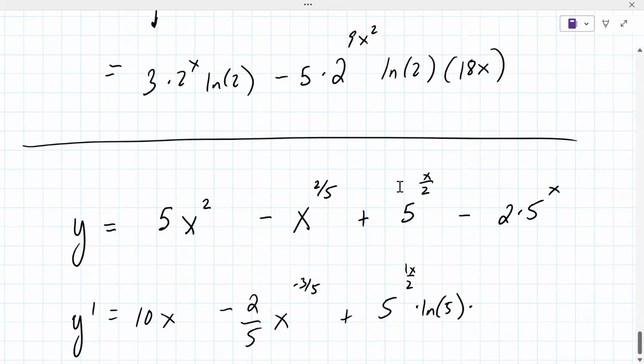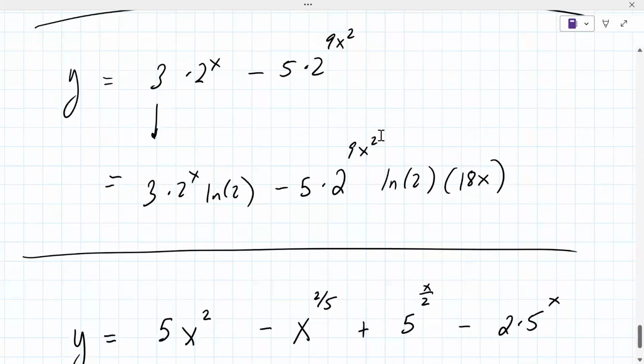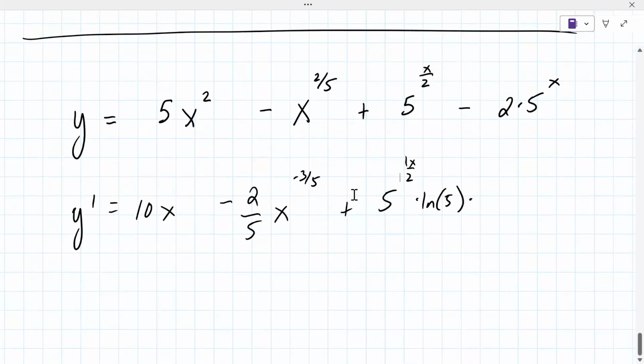Oh, no. Okay, you did it correctly here. You brought the exponent down. The derivative of x over 2 is 1/2, because it's really 1/2 times x. So it's just the coefficient. So times 1/2 minus 2 times 5 to the x times ln of 5. Okay. All right, good.